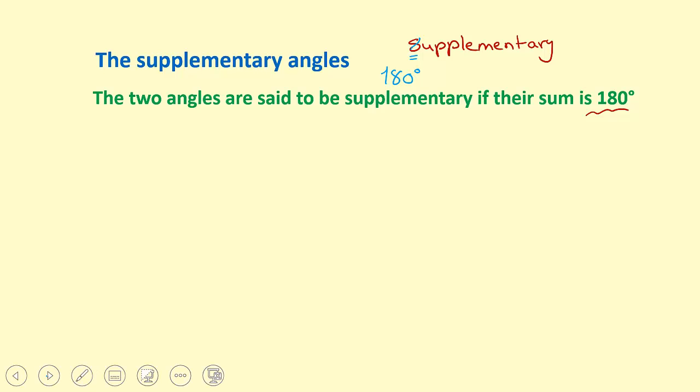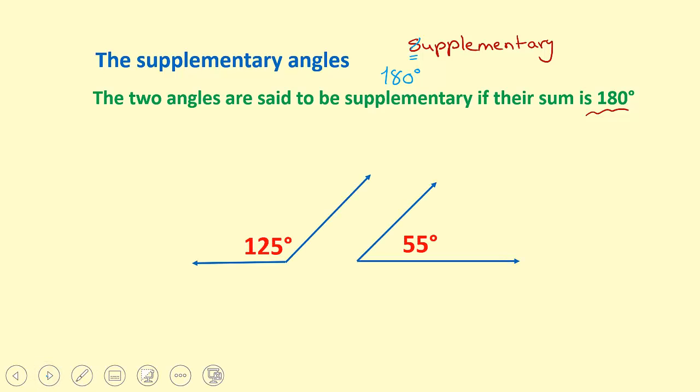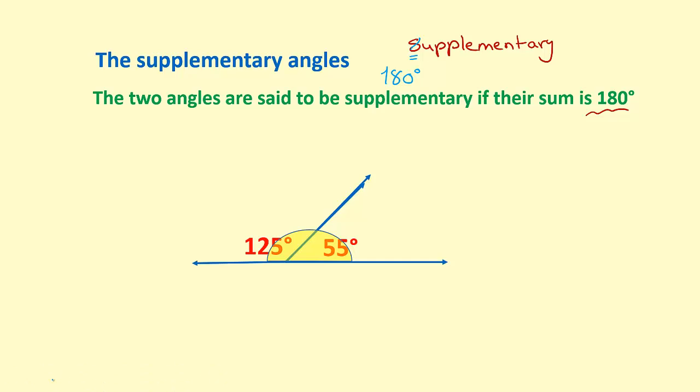Let's have a look at an example. Here are two angles. One of them is 125 and the other is 55. If I add them together, I am going to have a straight angle. And we all know that a straight angle is equal to 180 degrees. 125 degrees plus 55 degrees is equal to 180 degrees. So can I say that those two angles are supplementary? Yes, sure. Those two angles are supplementary angles.